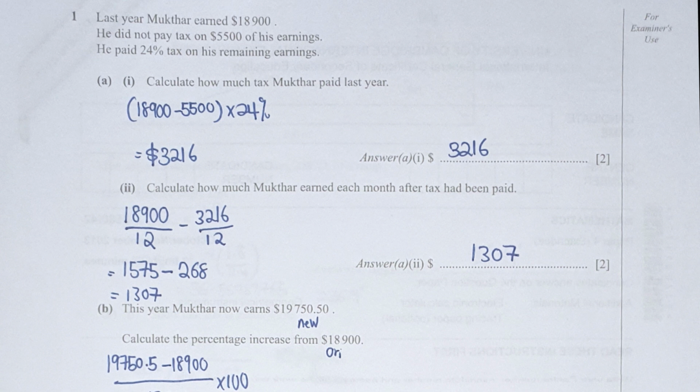Calculate how much Mukhtar earned each month after tax has been paid. So 18,900 is the total income for the entire year. Divide by 12 minus 3,216 divided by 12. So your final result is to be 1,307.